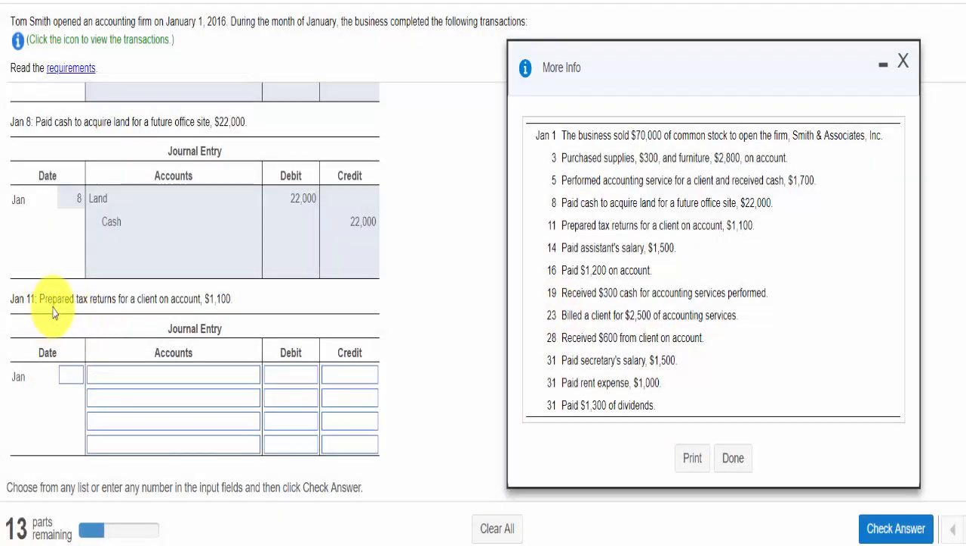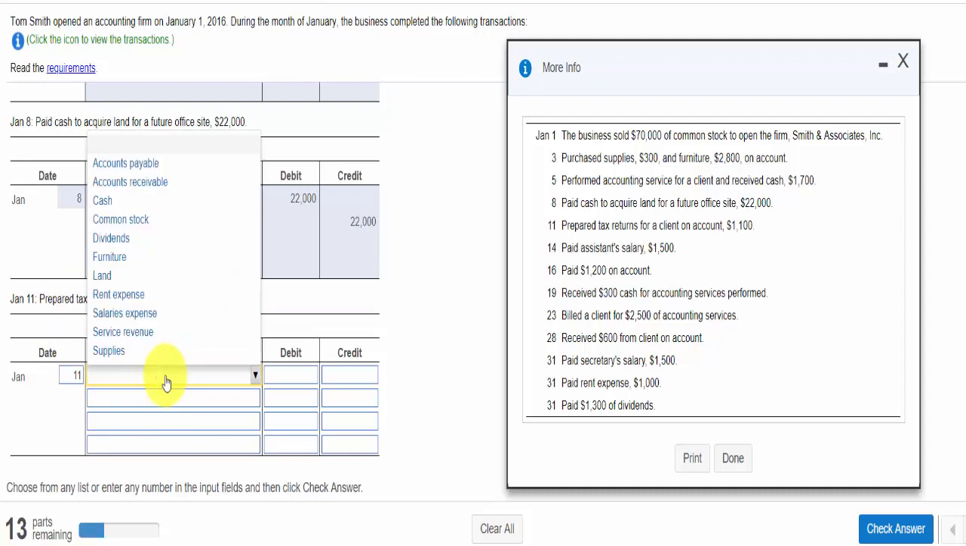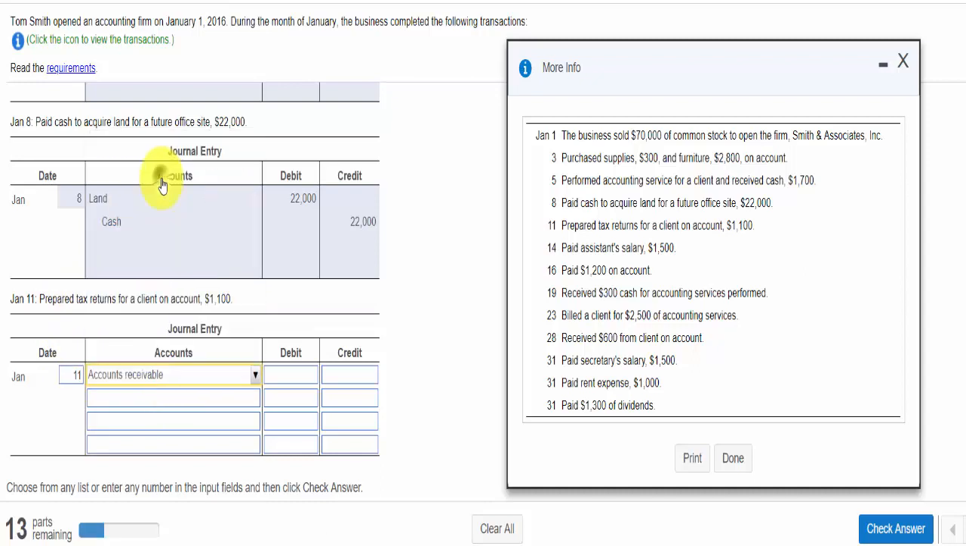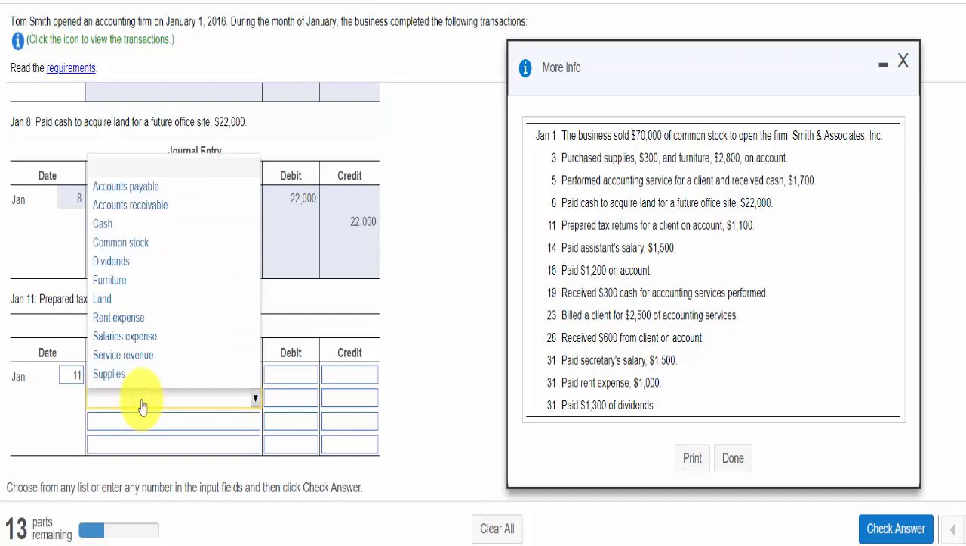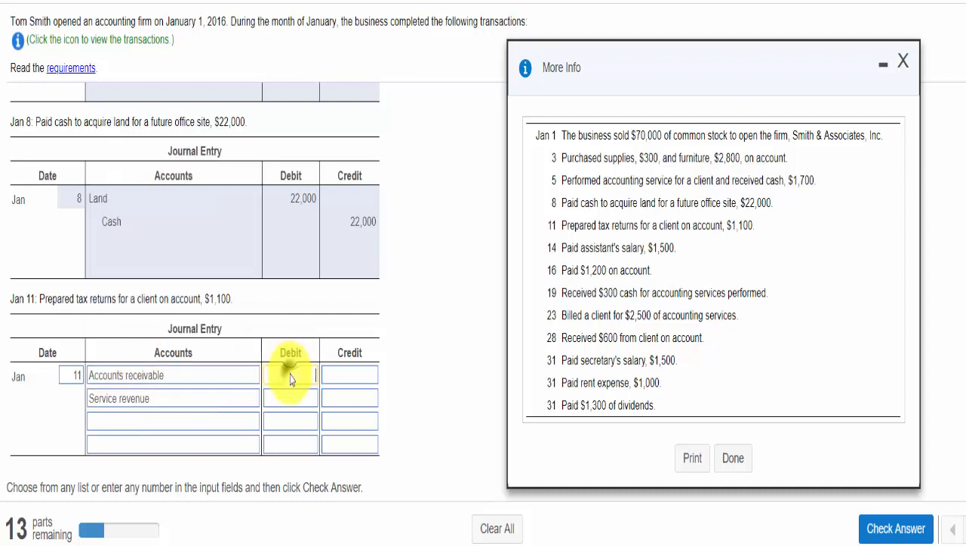On January 11, we prepared a tax return for a client on account. It means we will receive this 1100 in the future from the client, having performed the service for the client. It will generate revenue for the business. An increase in accounts receivable is always a debit, and an increase in revenue is always a credit.